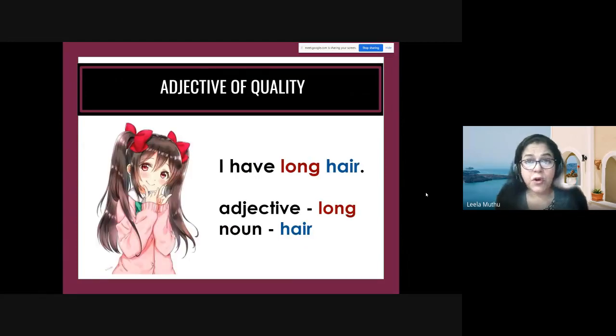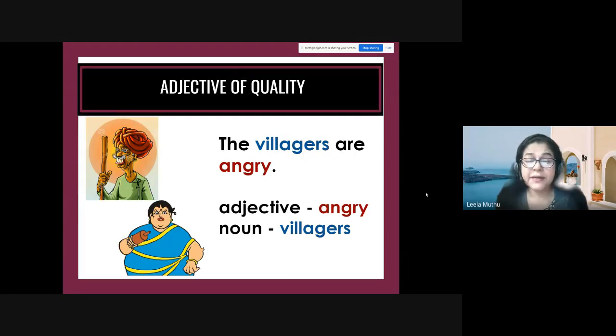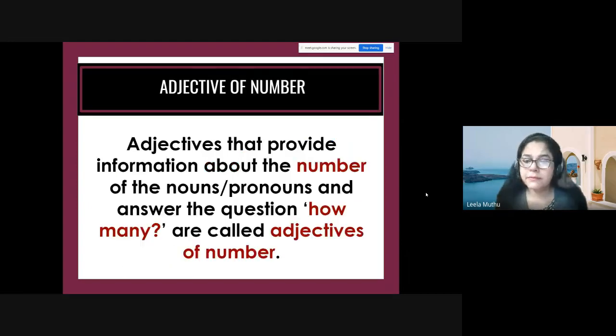I have long hair. Long describes how my hair is. The villagers are angry. Angry describes how the villagers are. So that's adjective of quality. Okay. Now we're going to go to adjective of number. Now it shows how many of the noun there is.